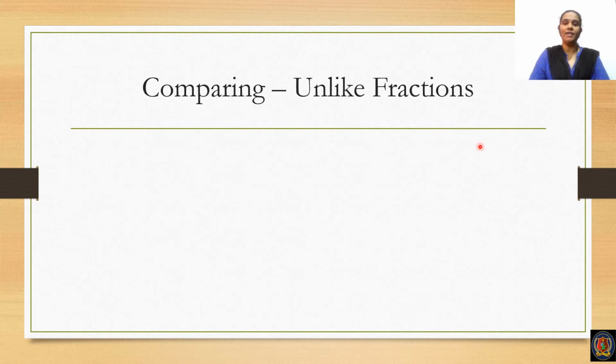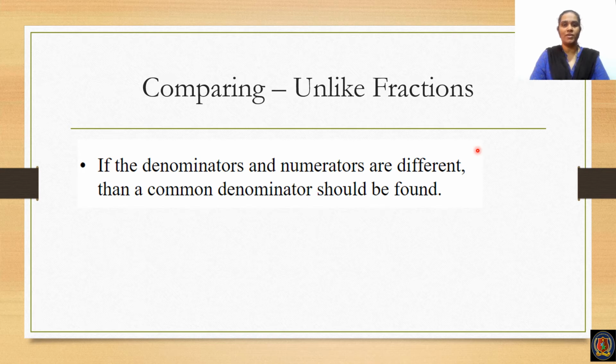Comparing unlike fractions in which the numerators are different and the denominators are also different. So what needs to be done? We need to find a common denominator and make the denominators the same. How to find the common denominator? We can find the common denominator by finding equivalent fractions.